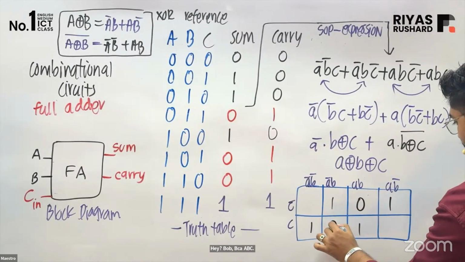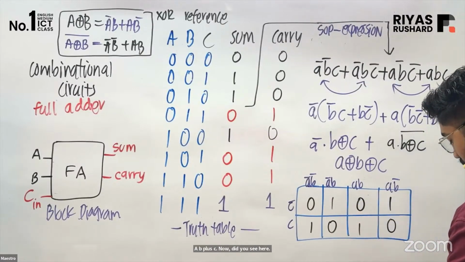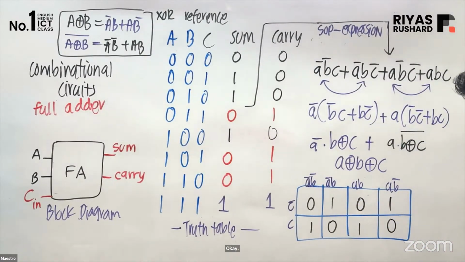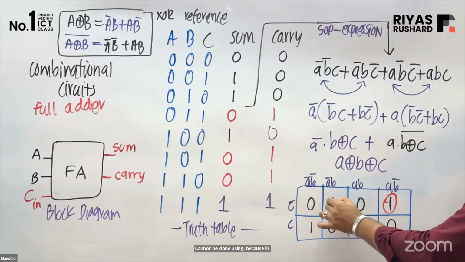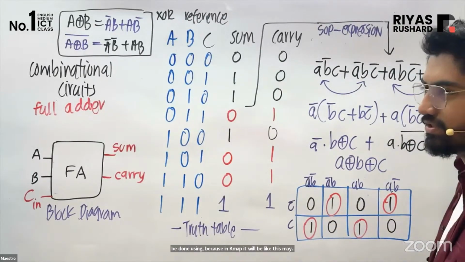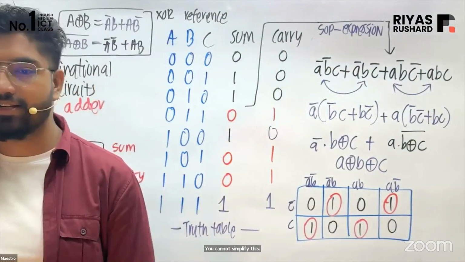Now, did you see here? This is like a checkerboard configuration. You cannot simplify using a K-map. So this expression must be done using laws. If not, you can't do it. You have to use laws to simplify. It cannot be done using a K-map, because in the K-map it will be like this. You cannot simplify this. All okay, done and dusted.